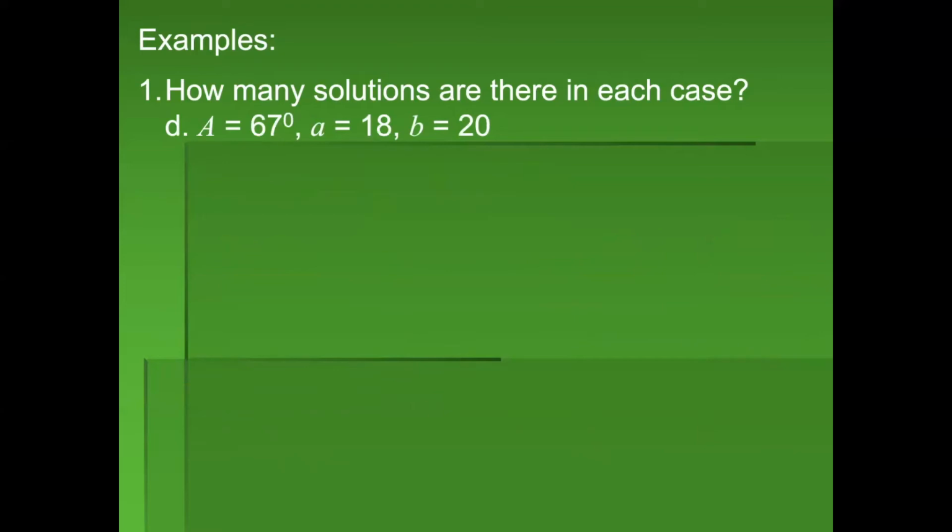Now let's have letter D. In letter D, the given angle A is 67 degrees. So the given angle is acute. And then opposite angle A is side A, that is 18, and another side is B, which is 20. Comparing them, A is less than B. So using these values, we can say that this belongs to case 1.